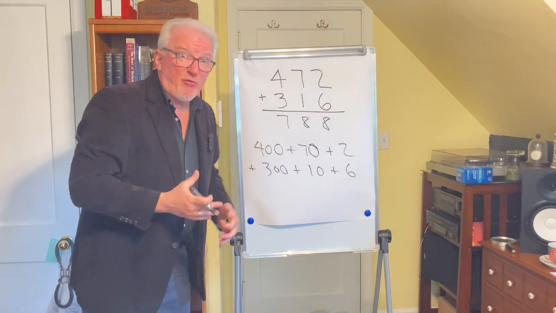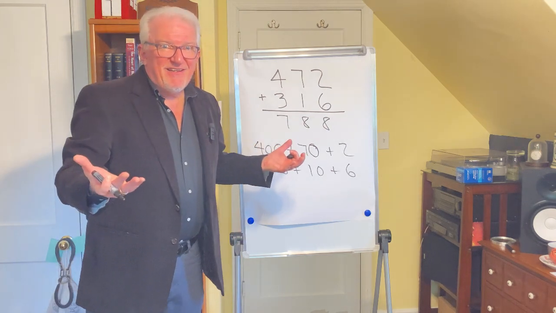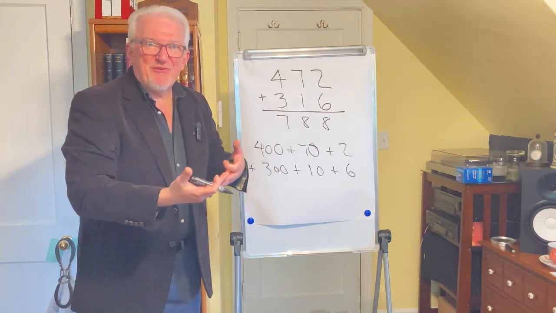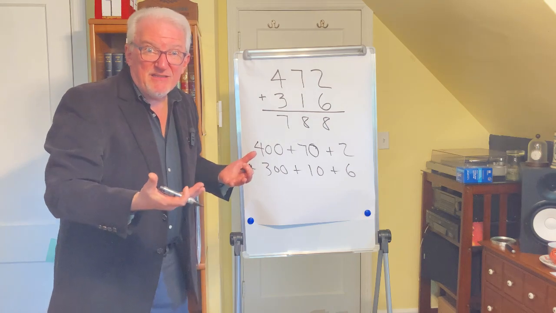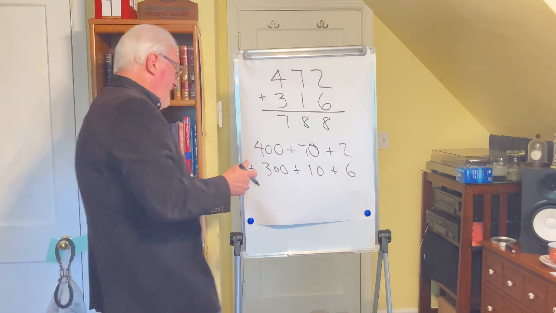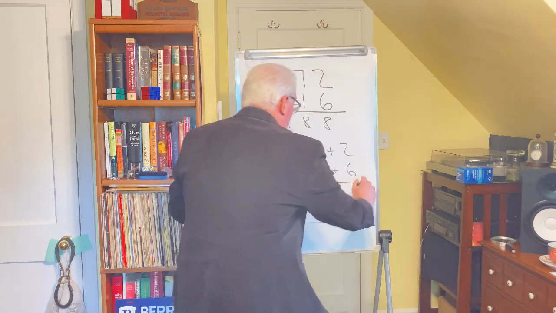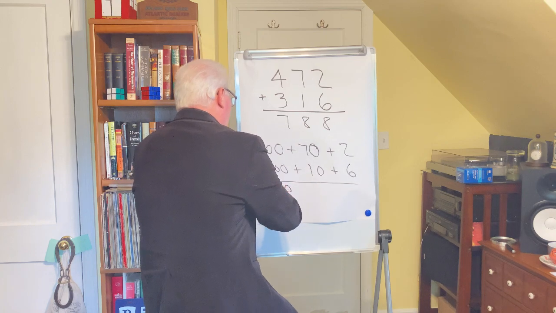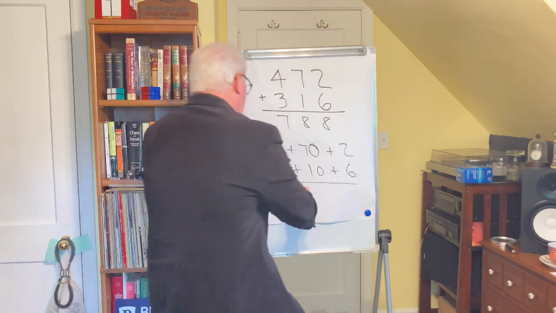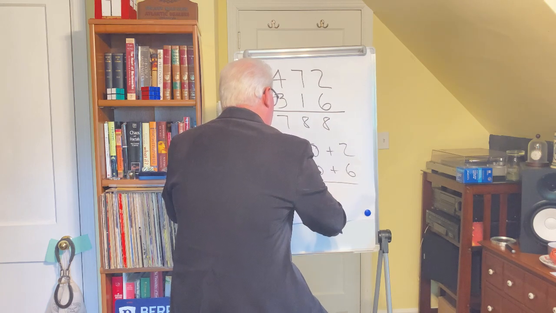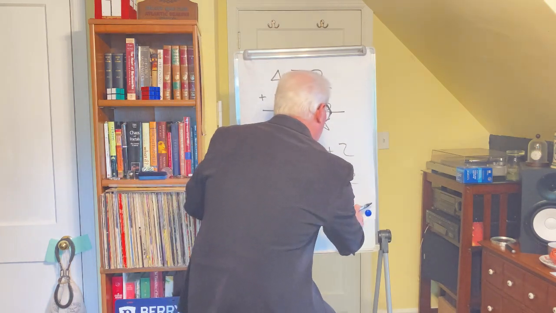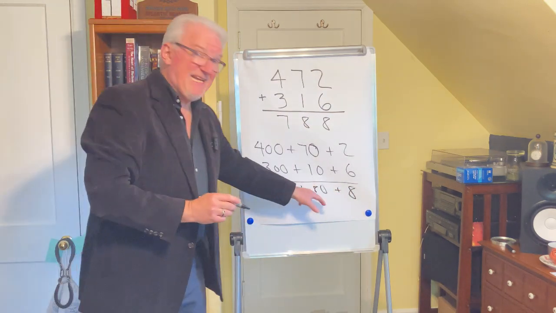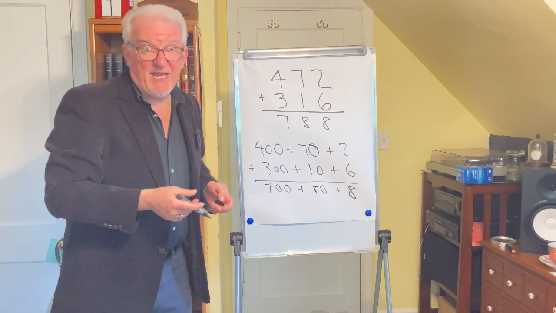And we can add these together in any order that we like because addition is commutative, which means roughly that we can rearrange the numbers in any order that we like and add them in any convenient manner that we wish. So a convenient manner for this particular problem would be to add the 400 and the 300 together, giving us 700. Add the 70 and the 10 together to give us 80. And add the 2 and the 6 to give us 8, for a total of 788, which was the answer to our original problem.